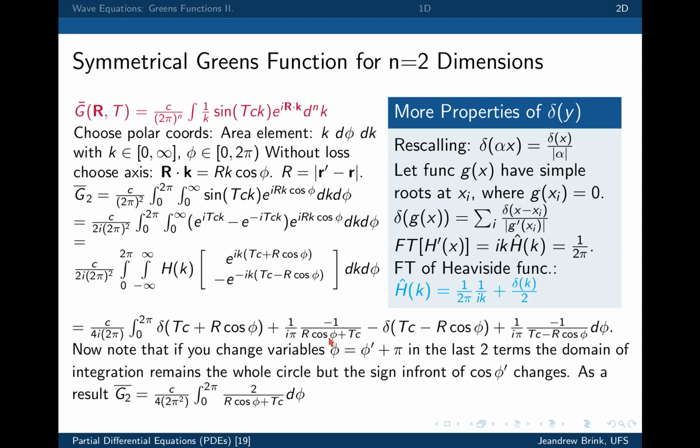And so what I have is that the two-dimensional Green's function is just given by this integral of c over 4 times 2 pi squared, where the pi I've taken out, the imaginary parts have cancelled, from 0 to 2 pi of 1 over r cos phi plus tc, and there's my Green's function.